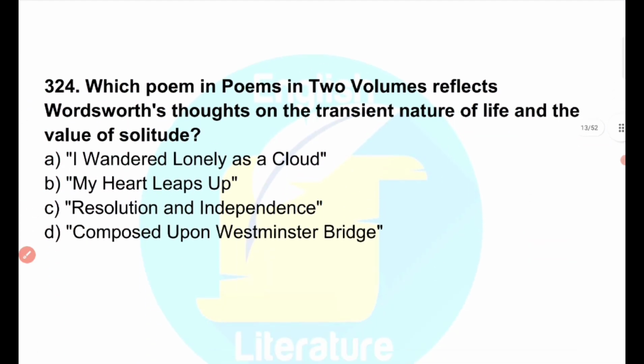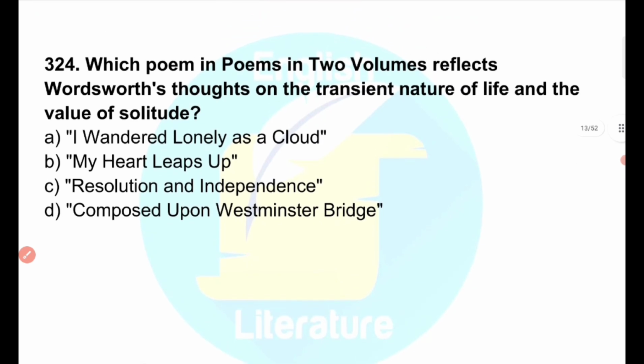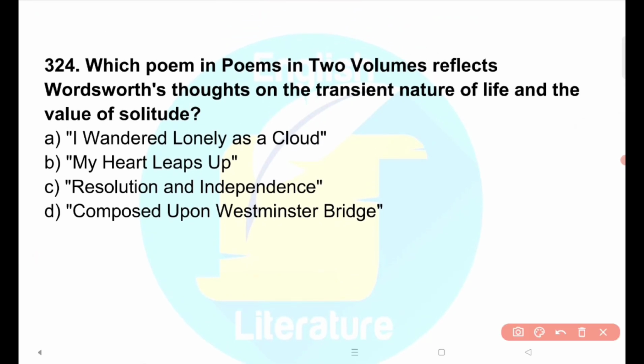Which poem in Poems in Two Volumes reflects Wordsworth's thought on the transient nature of life and the value of solitude? Option C, Resolution and Independence. This poem reflects on the struggle of a solitary figure, the leech gatherer, and the fleeting nature of happiness, aligning with Wordsworth's themes of solitude and perseverance.